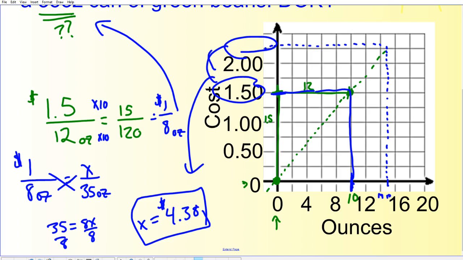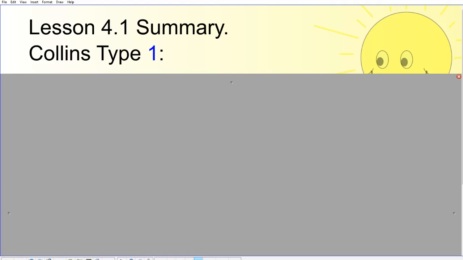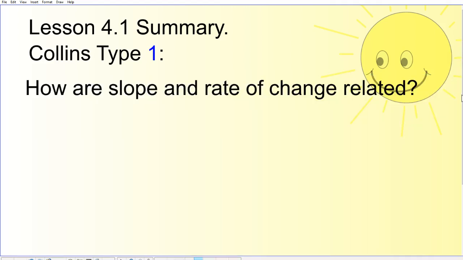Some background knowledge. Summary. Summary says, how are slope and rate of change related? Think back to the previous two examples on how we used slope and how we used rate of change. Okay, you can answer that question on your own.